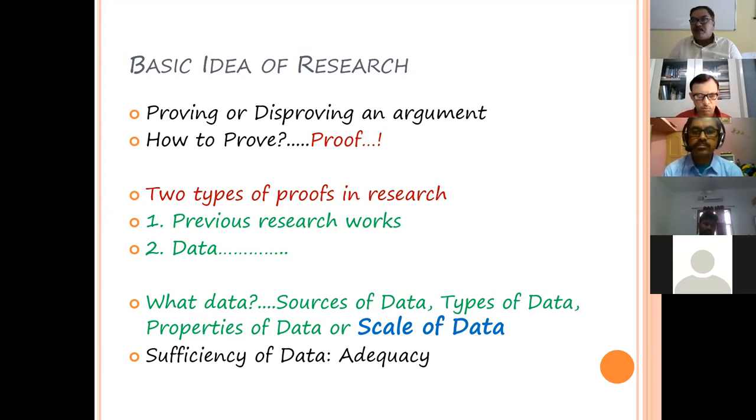So there are two ways of providing proof for your arguments. One is that you provide the proof with the help of your previous research works. We have just entered the line of research and we are doing research, and many people have already done a lot of research in your area, whether it is economics or commerce. So there is a history for each research.